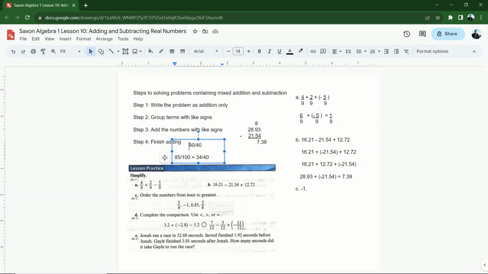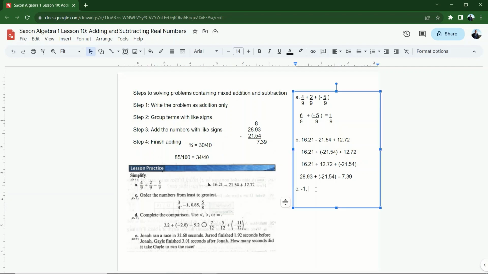85 over 100. Remember, 6/8 came from 3/4. So 3/4 is bigger than 5/8, and 0.85 is the biggest because it's 34 over 40. So that's going to be the biggest one of all. So the answer is going to be -1, and then 5/8, and then 3/4, and then 0.85. That's from least to greatest.